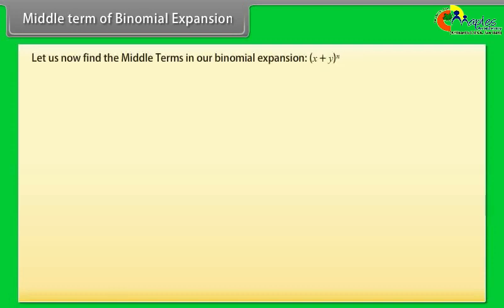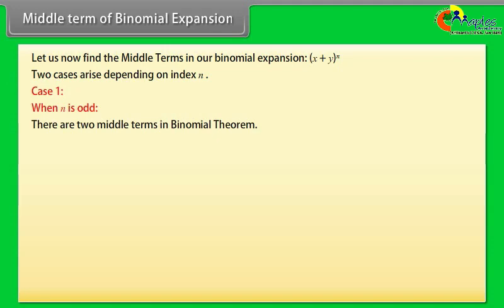Middle term of binomial expansion. Let us now find the middle terms in the binomial expansion (x + y) raised to power n. Two cases arise depending on index n. Case 1: when n is odd. There are two middle terms in the binomial theorem, the (n+1)/2th term and the ((n+1)/2 + 1)th term.